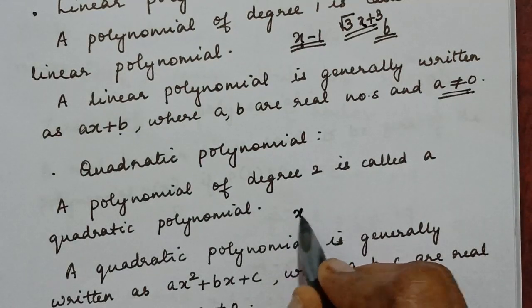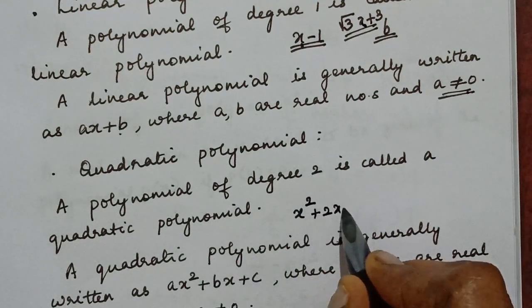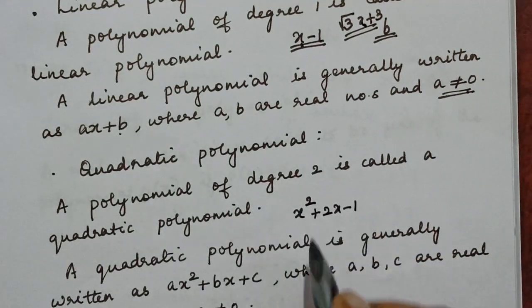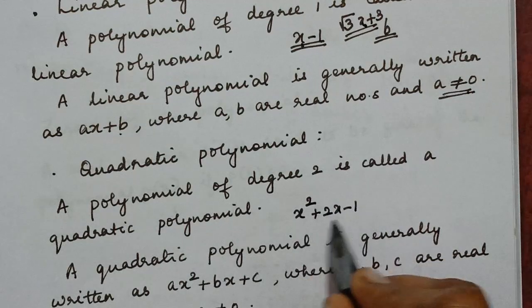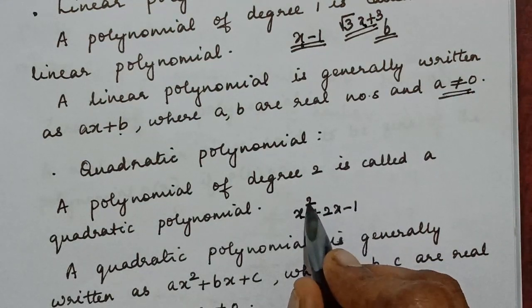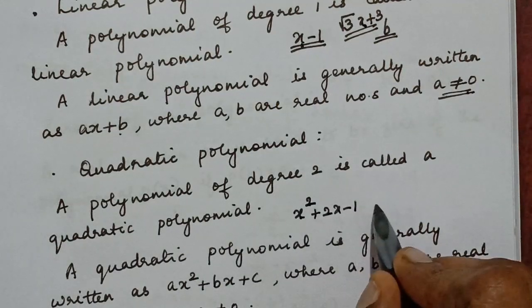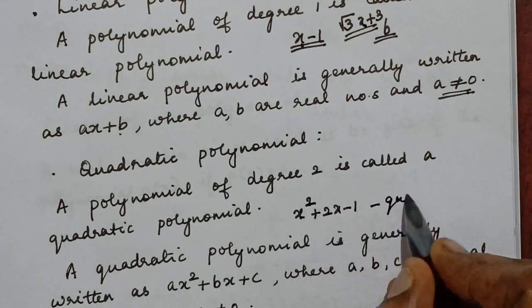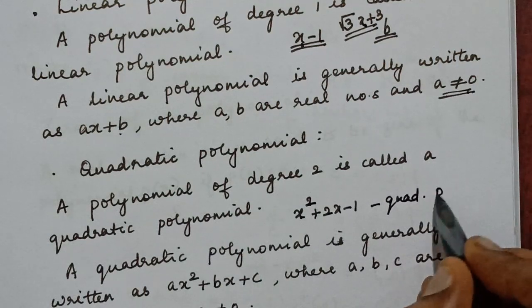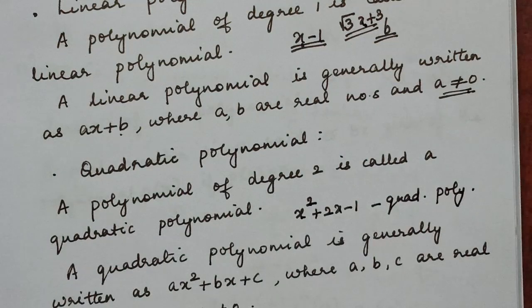Example: x squared plus 2x minus 1. What is the highest power? 2. So it is a polynomial of degree 2. Then it is known as a quadratic polynomial.